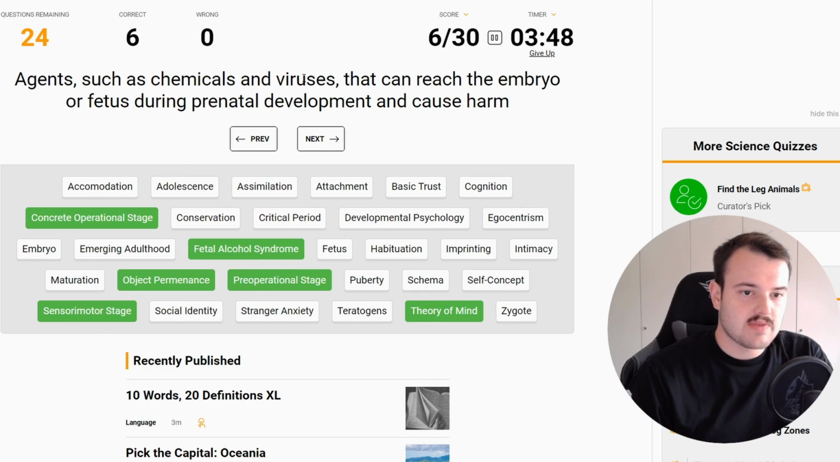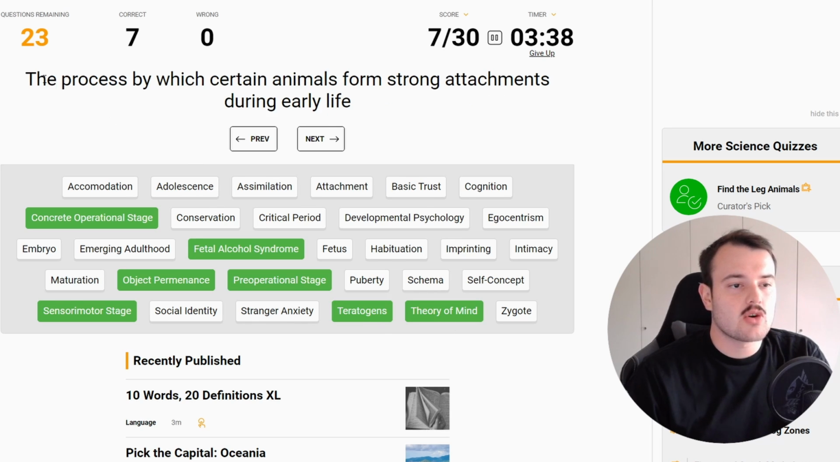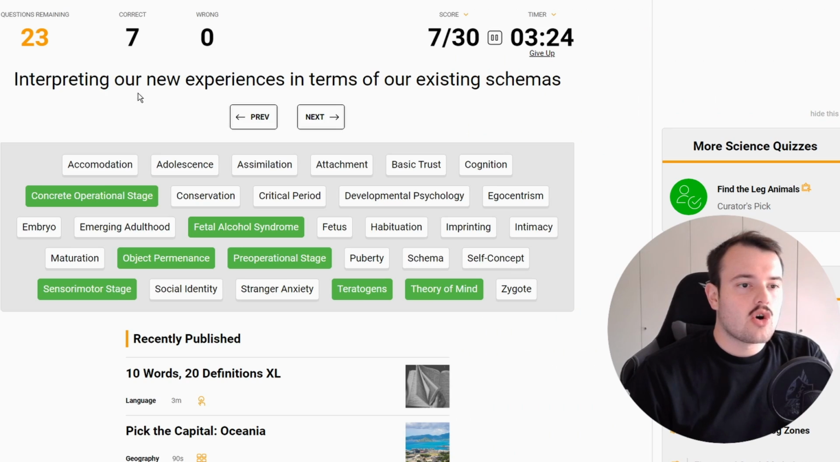Agents such as chemicals and viruses that can reach the embryo or fetus during prenatal development and cause harm, those are teratogens. Might not be the correct pronunciation, but either way. The process by which certain animals form strong attachments during early life. Well, that's just attachment, right? Right? Interpreting our new experiences in terms of our existing schemas.